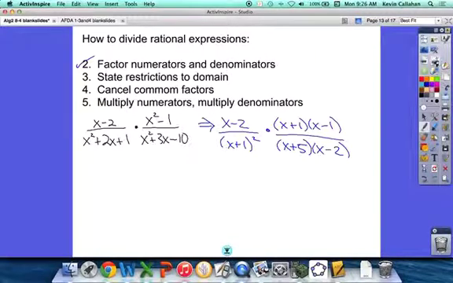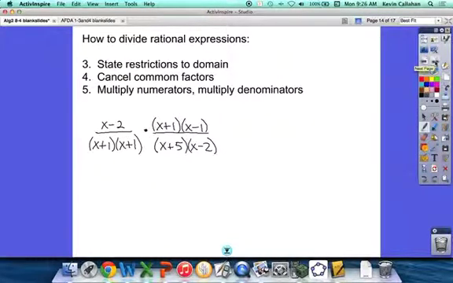Now, when it comes to the stating restrictions part, this is just copied already from what I just did. If you didn't get it yet, that's it. When it comes to stating the restrictions, obviously we have to worry about, in a division, if I say A divided by B divided by C over D, that's got two denominators in it that I would have to check and make sure those don't equal 0.